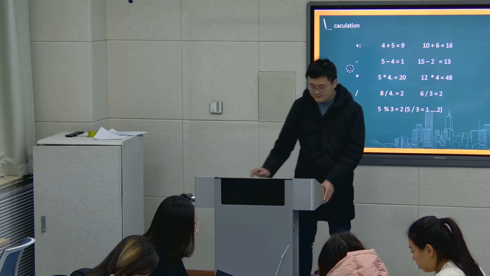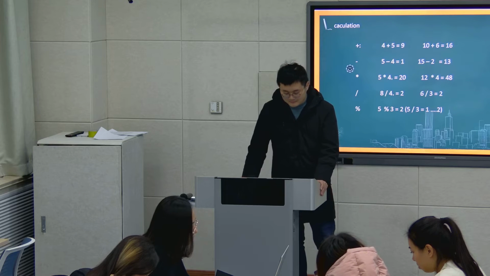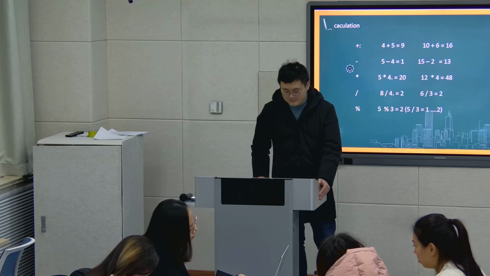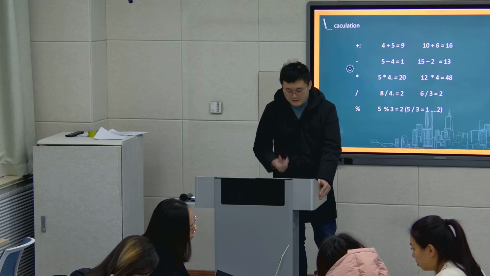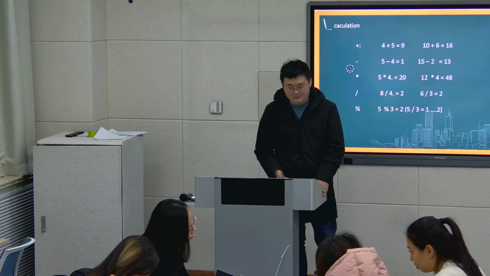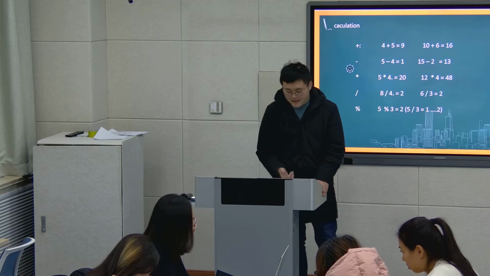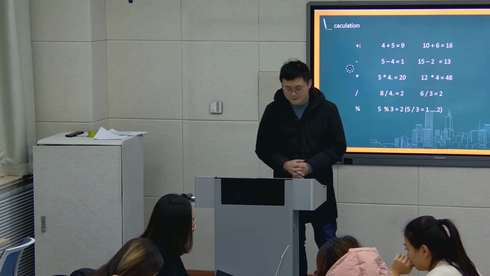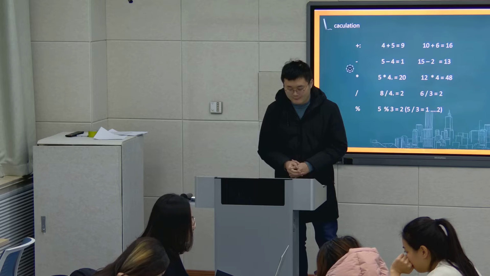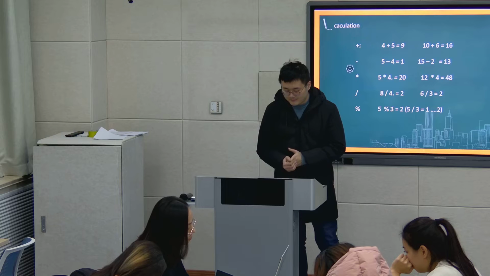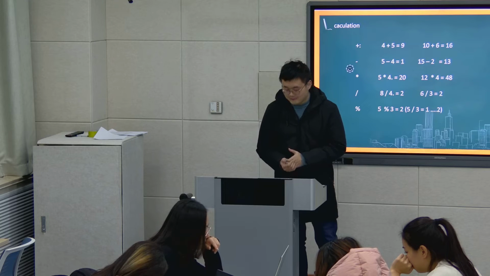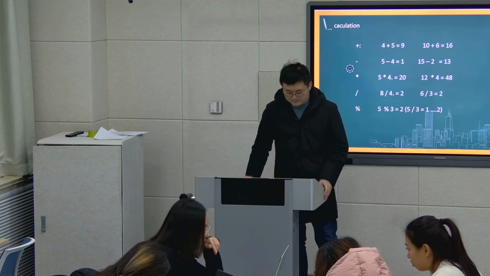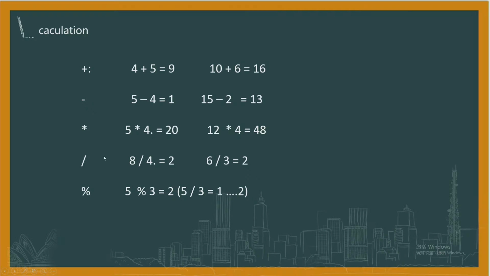And the multiply. In a computer system, we use add to simulate multiply. 5 multiply 4 equals 20. We just add 5 four times. That is 20, right? And 12 multiply 4 is 48, right? And the divide: 8 divided by 4 equals 2, and 6 divided by 3 equals 2.